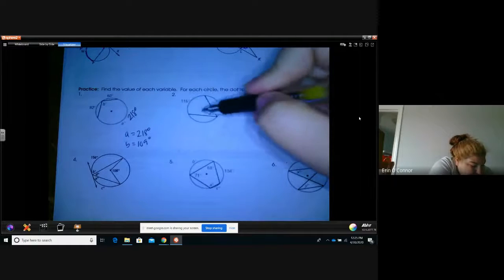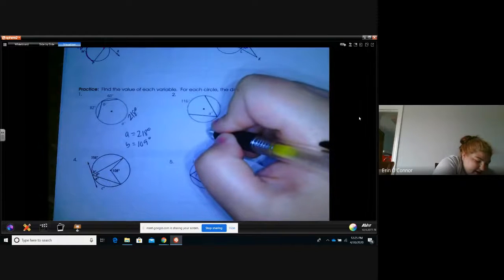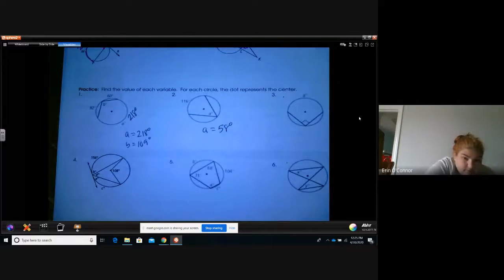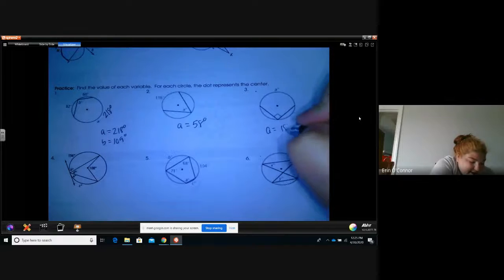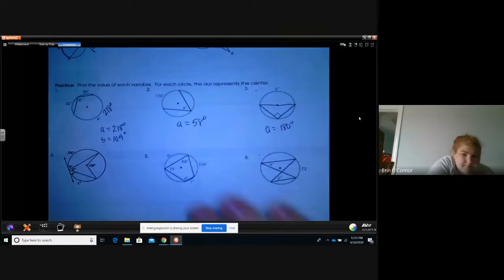Here, A is going to be half because it's an inscribed angle. And half of 116 is 58. So A is equal to 58 degrees. Number 3, this is 90 degrees. Since this is 90 degrees, this is going to be double that. So A is equal to 180 degrees, which means this is the diameter right there.